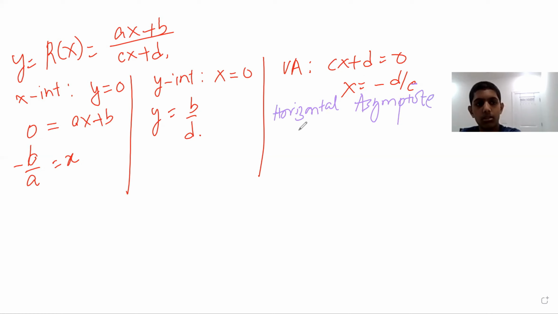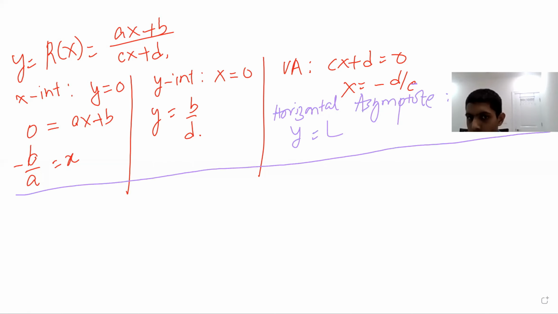Horizontal asymptote. Now, a horizontal asymptote is when x is approaching a large value, right? It could be plus or minus infinity, correct? Yeah. And y should approach a real number, we say L. Then we have a horizontal asymptote y equals L, correct? How do we find this value from the equation? That is the main question.